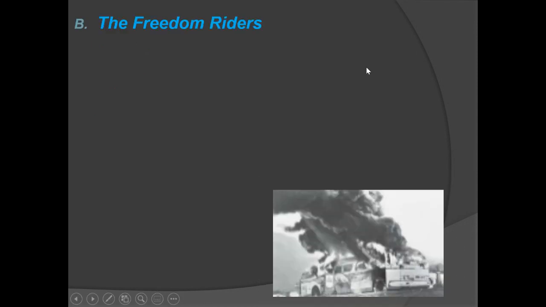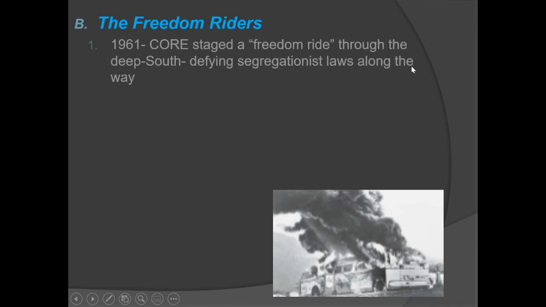So again, you can kind of see that dichotomy between the peaceful side of it versus the reactive side. One of the biggest events that takes place in the early 60s is called the Freedom Rides. And this really showcases how deep-seated racism and segregation was in the South.